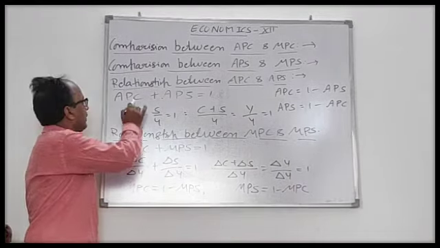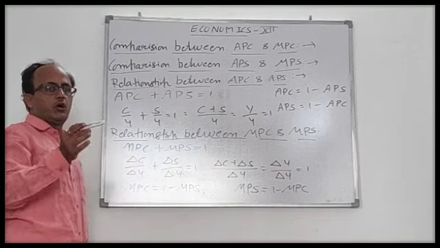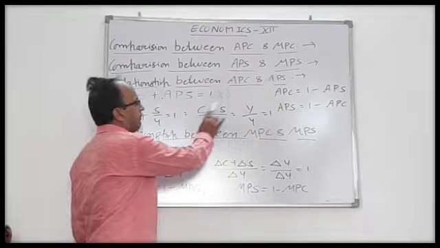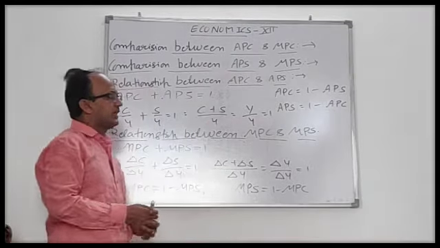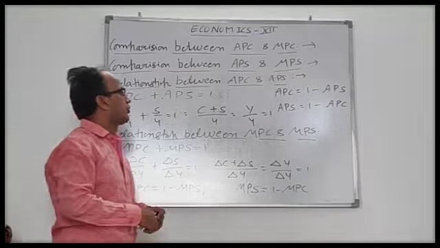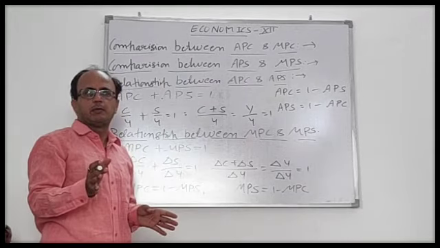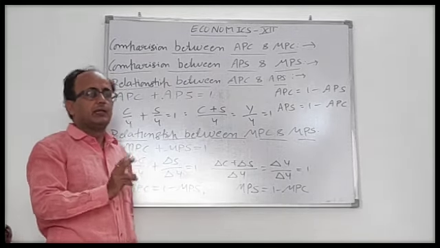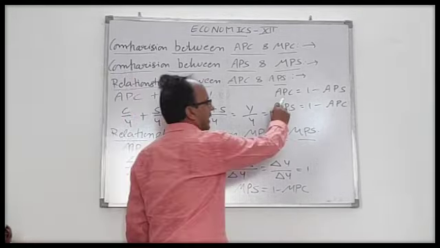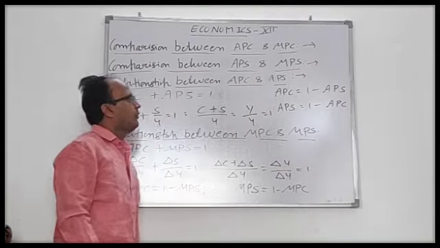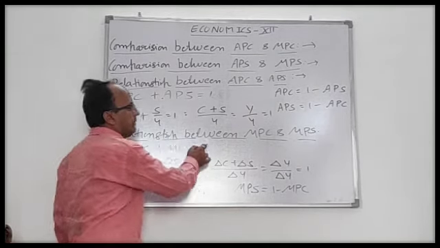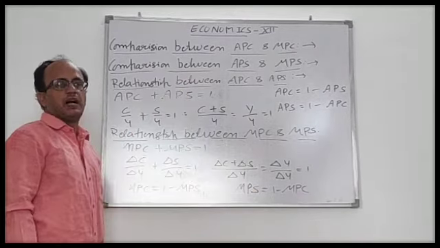We can prove it. How you find APC? C upon Y. Or how you find APS? S upon Y. If we take the Y as LCM, then C plus S upon Y. Now C plus S is always equal to the Y, so it means Y upon Y equal to 1. So APC और APS का सम हमारे लिए क्या होगा? 1. अगर APC दे रखा है तो आप APS फाइंड कर सकते हैं और APS दे रखा है तो आप APC फाइंड कर सकते हैं. How we find APC? 1 minus APS, or how we find APS? 1 minus APC.